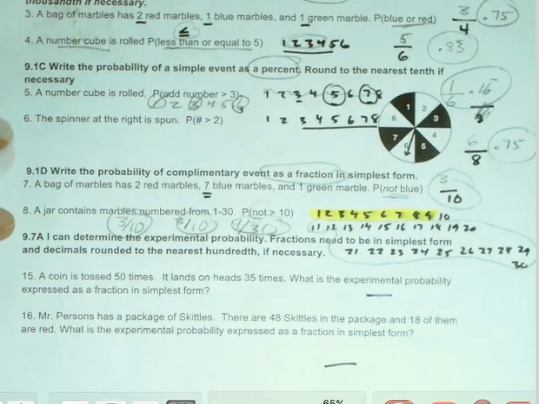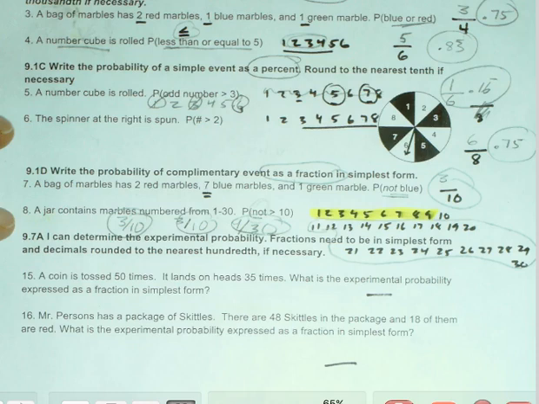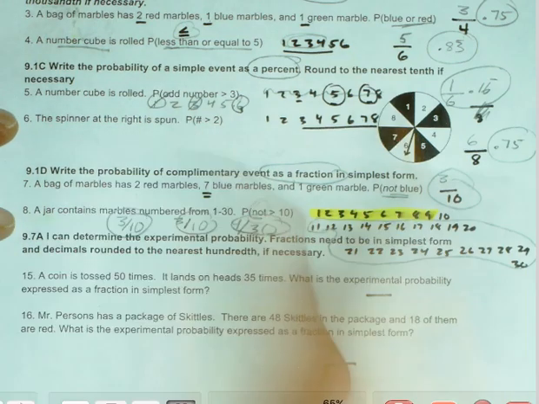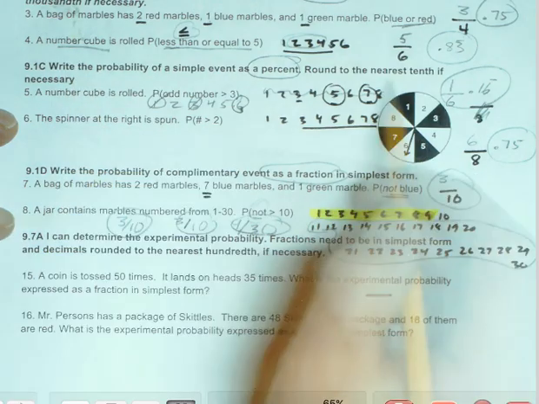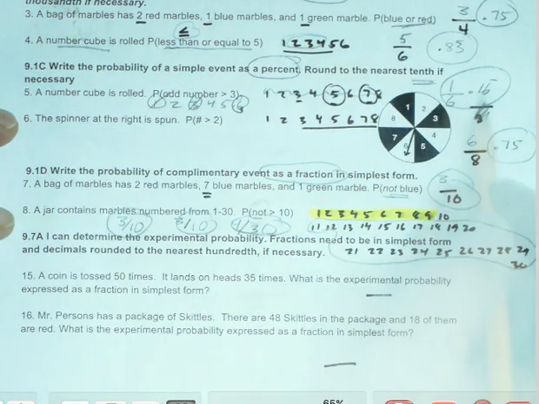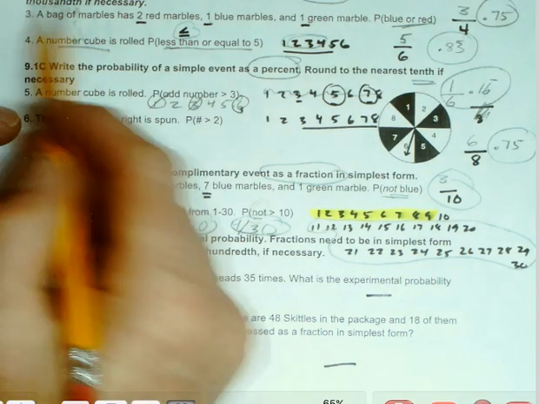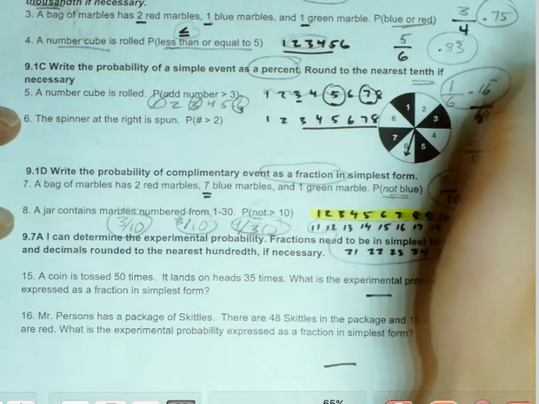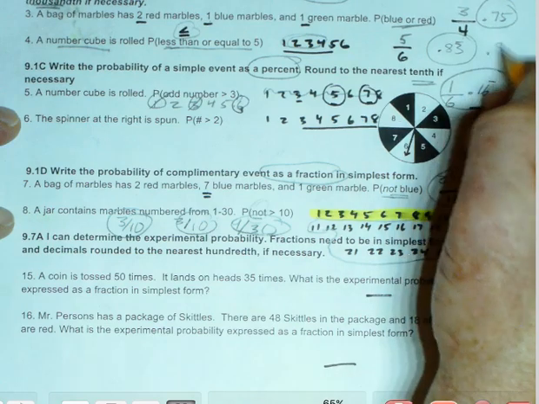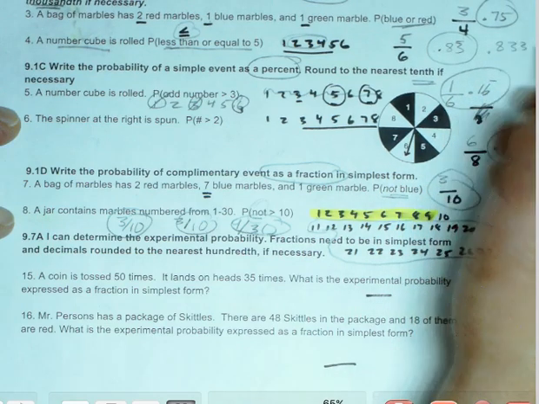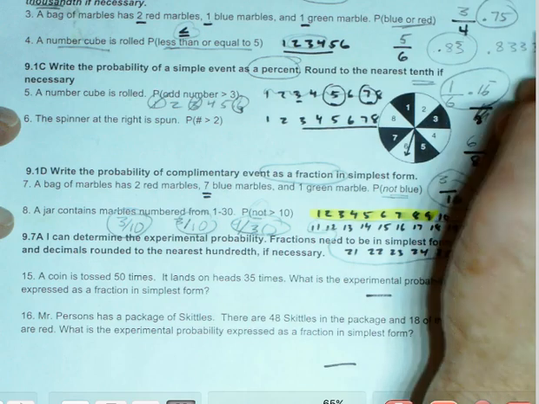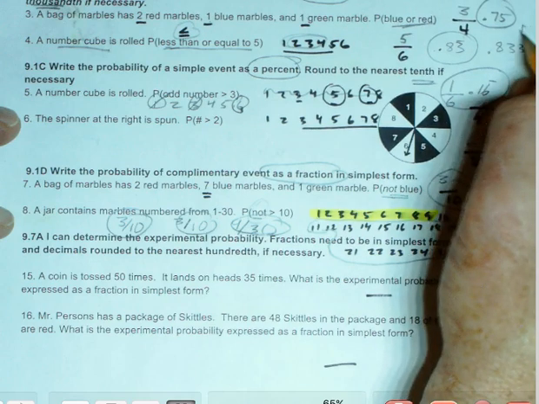9.7a, I can determine the experimental probability. Fractions need to be in simplest form. Decimals need to be rounded to the nearest hundredth. Okay. You know what? I got to go back up here. Round to the nearest tenth. Oh, I did round that one to the nearest tenth. I have to round this one to the nearest thousandth. I made a mistake. So it was 0.8333. I have to look at the thousandths category and round it to that.